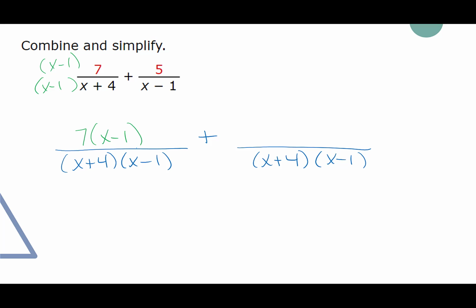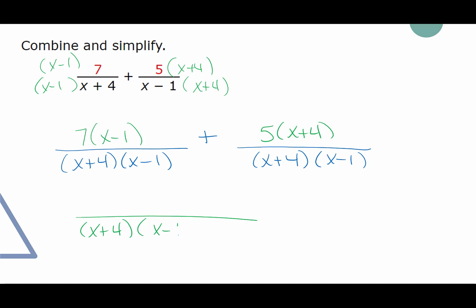We'll do a similar thing to the second fraction. The second fraction was multiplied by x plus 4, so we'll multiply the numerator times x plus 4 to get 5 times x plus 4. Now since the denominator is the same, let me rewrite that as x plus 4 times x minus 1.